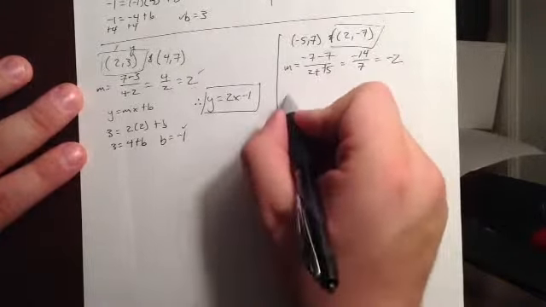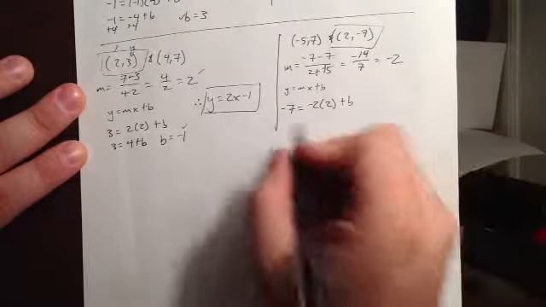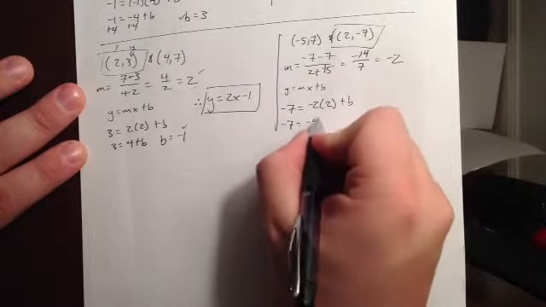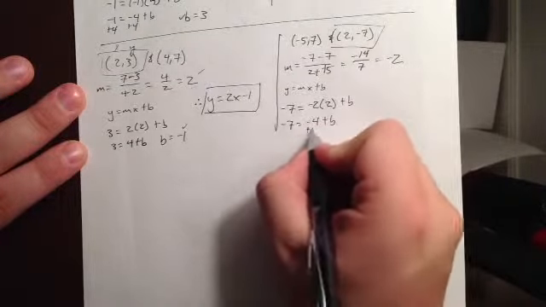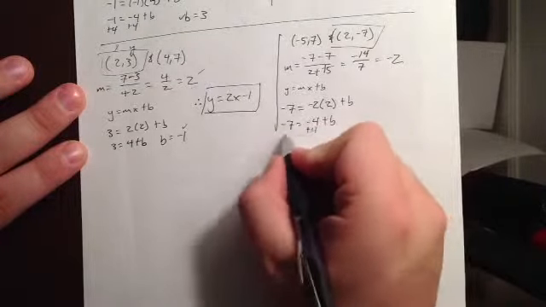So again, y equals mx plus b. Negative 7 equals negative 2 for the m, 2 for the x, plus b. Negative 7 equals negative 4 plus b. Add 4. b is equal to negative 3. Therefore, the equation for this line could be y equals negative 2x minus 3.